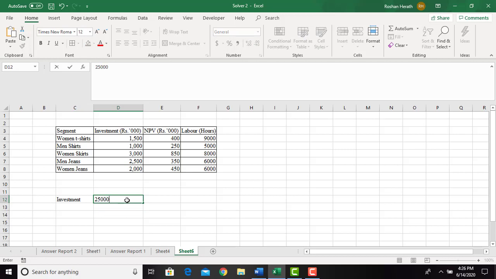25,000. No, 25,000. Sorry, 6 million. Let me take them in thousands because here we have the thousands. And when it comes to the labor hours, so even I can put it like this, no? When it comes to these constraints, let me take it like that. Basic investment, it's going to be 6 million, and labor, it's going to be how much? 25,000. So this is about the availability.